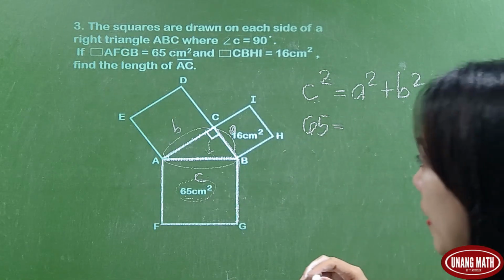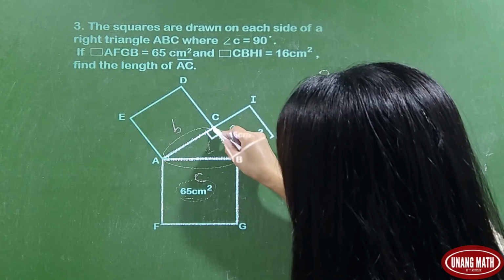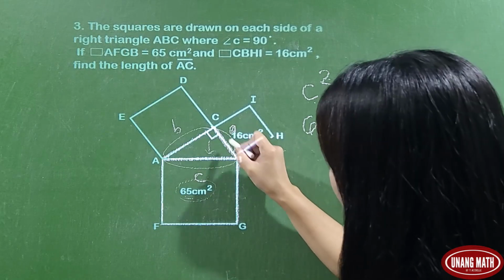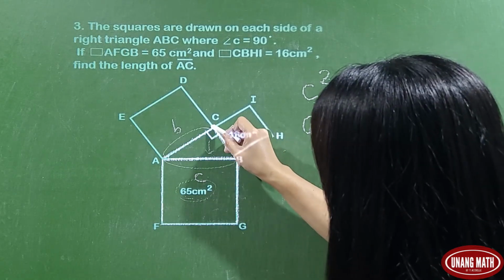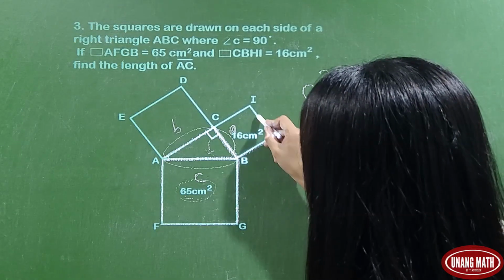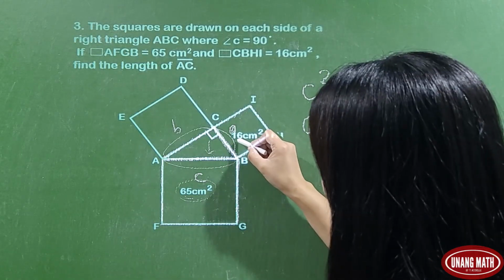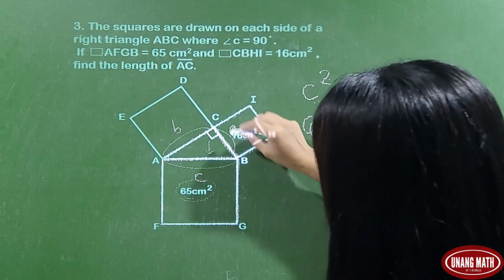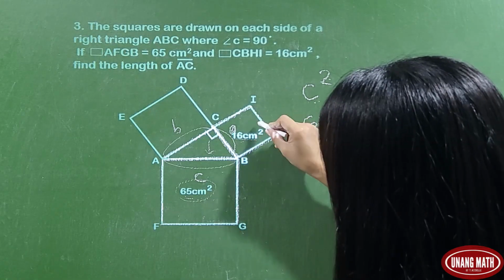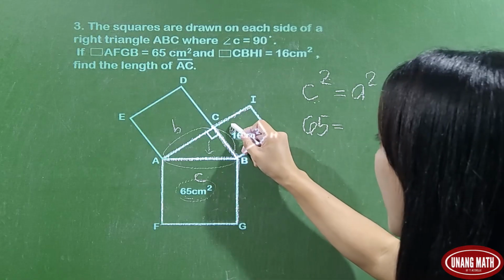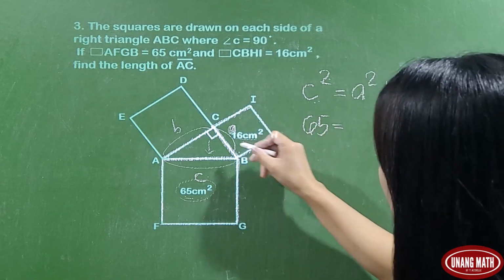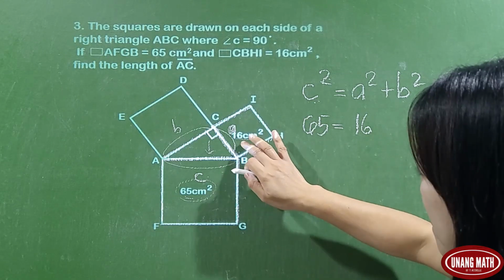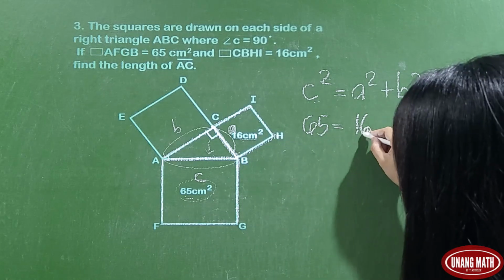What about this side of this right triangle? The length of this side is also not given directly, but we have a clue. This side is part of this square, and it's given that the area is 16 square centimeters, which means this side times this side would be equal to 16 square centimeters. So a squared is equal to 16. So a is equal to 4.